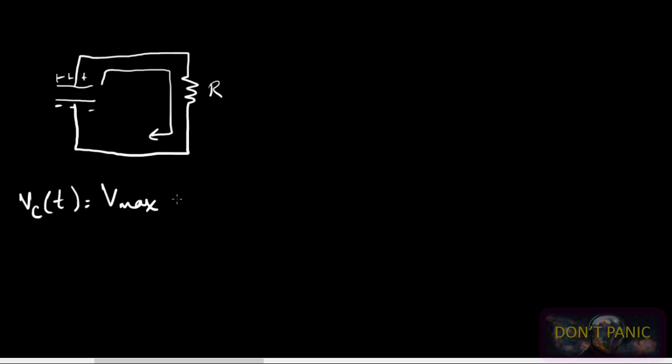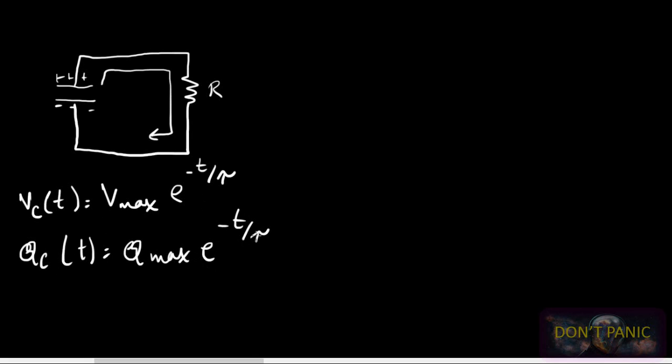So it's going to be Vmax times e to the minus t over tau, not 1 minus, because the voltage is going to go down as a function of time. And then what about the charge across the capacitor? Is that going to go up or down? It's going to go down. So charge is also going to be Qmax times e to the minus t over tau. And Qmax is the capacitance times the voltage that it was charged to, C times Vmax, times e to the minus t over tau.